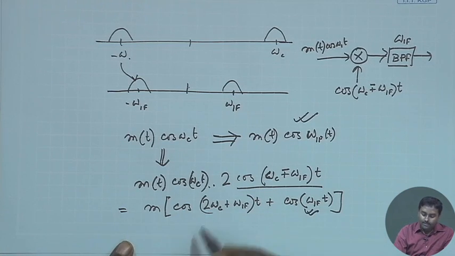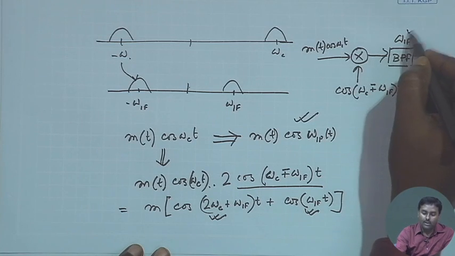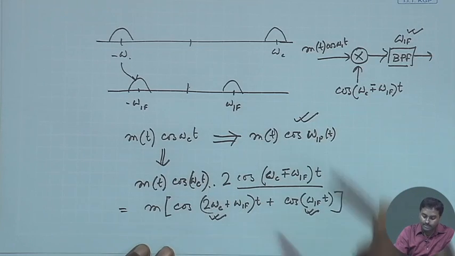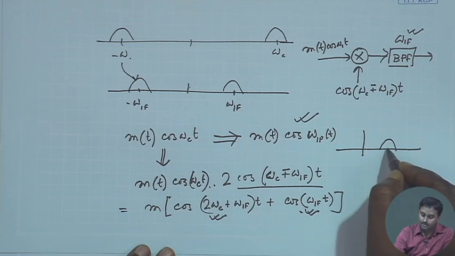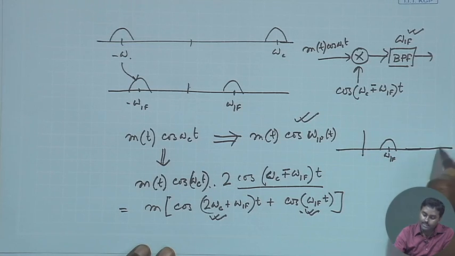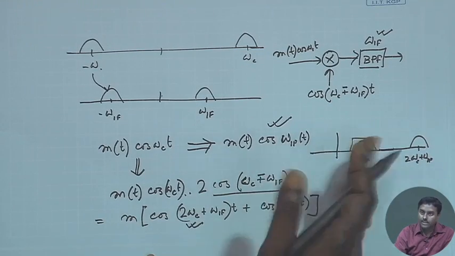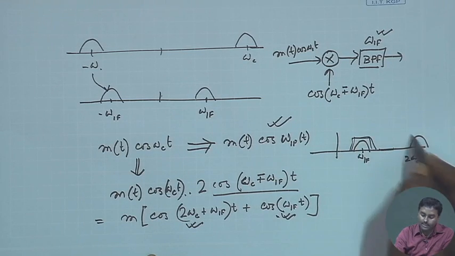Now this is at omega if, and this is at a very high frequency, twice of omega c plus omega if. So if I just put a band pass filter around omega if, which has a bandwidth of 2b, it will keep the component at omega if, and the other component will be very far away, at 2 omega c plus omega if. So that is what I will be getting. I am just showing the positive spectrum, similar things will be there in the negative half also. So if I just put a band pass filter, this will be rejected.